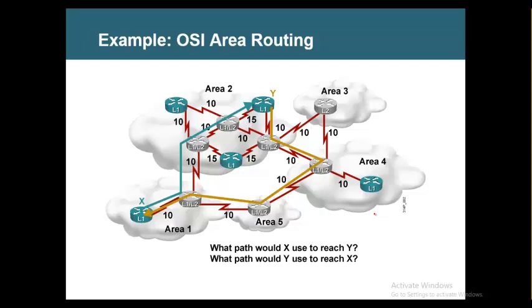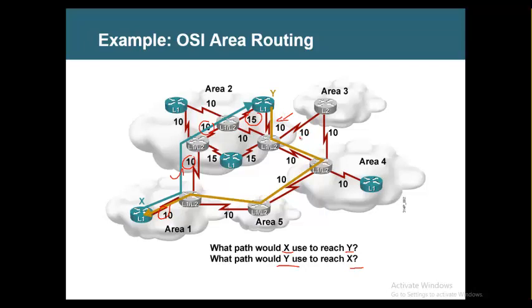Okay, my answer here is already there. To go from X to Y, it is this line, the green line. Why, you know? 10 plus 10 plus 10 is 30, 30 plus 15 is 45. If we go the other routes, they are more than 45. Exactly. But while coming from Y to X, it is coming via this yellow line.